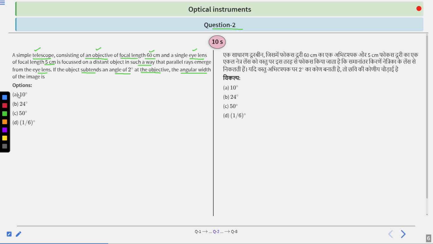So the question asks about the angular width. The given options: option A is 10 degree, option B is 24 degree, option C is 50 degree, and option D is 1 by 6 degree. Which option is correct? This question asks about the angular width. So which one is the correct option? You have some time to solve this question. After that, we will provide the solution.